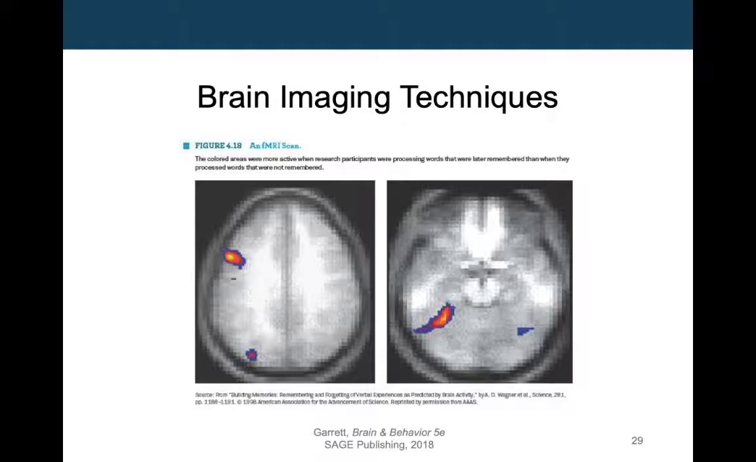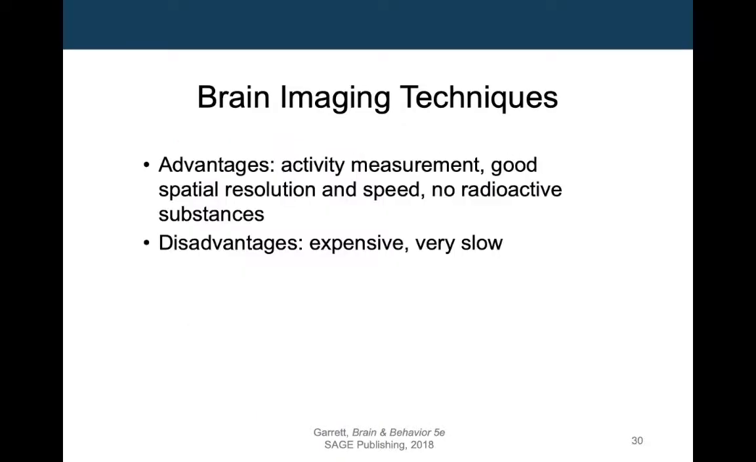So I'm going to stop right here, okay? Because we've covered a lot so far. Just to wrap up with the fMRI, the advantage is that it does provide great spatial resolution. So we're talking about location and the image being very clear, and it's very timely. And you don't need any kind of radioactive substances injected into your body to do so. However, it does have its disadvantages. It tends to be very expensive and very slow. So I'm going to stop right here.